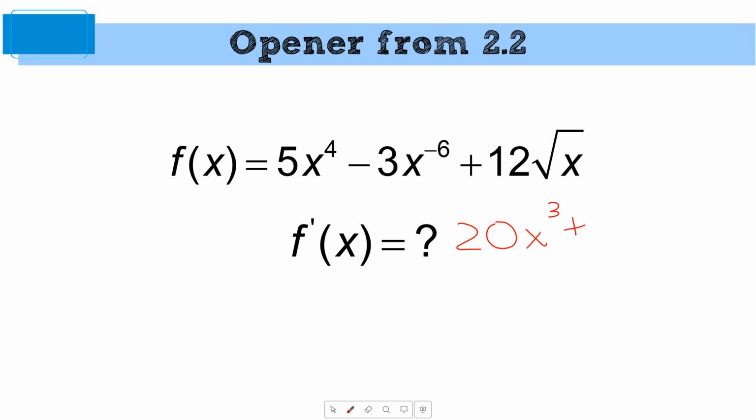So just to make our lives a little bit easier at this stage, we'll leave it as 18x to the negative 7th. Matthew, last term. Positive 6x to the negative 1/2. Perfect. Problems? Okay, good. The only one you really need to worry about rewriting is the square root of x, which you all know is x to the 1/2. And then just make sure that you're subtracting 1, because negative 6 minus 1 is negative 7.